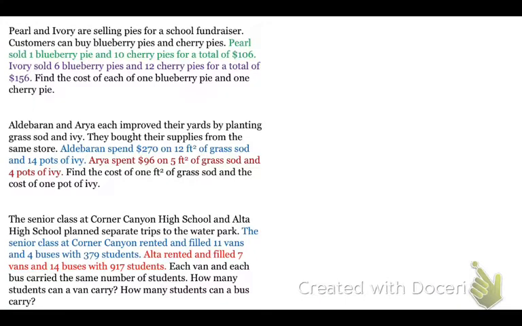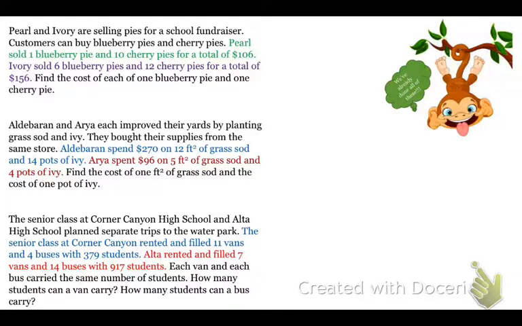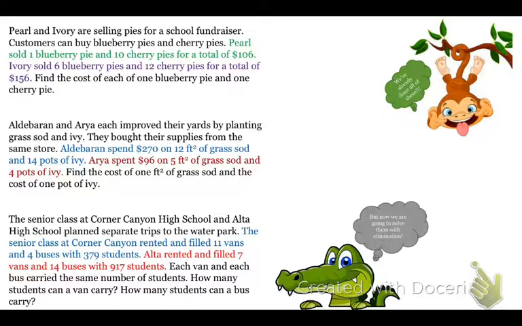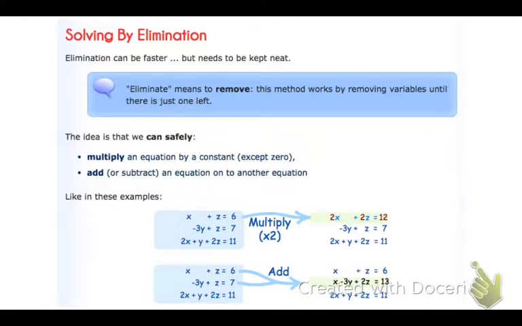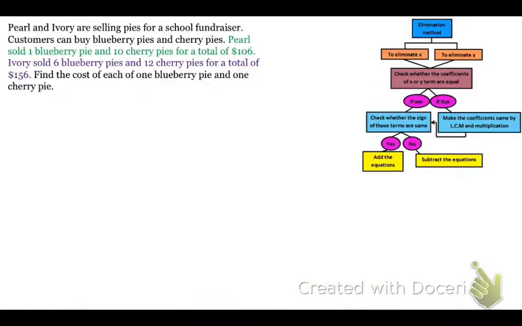All right, so let's look at this. We have these 3 story problems that we were working with last time. So we're going to use these same story problems, but now we're going to solve them with elimination. Okay? So basically, to eliminate means just to remove one of the variables. And when you remove one of the variables, you're just left with that last variable. Okay, so let's do this one.